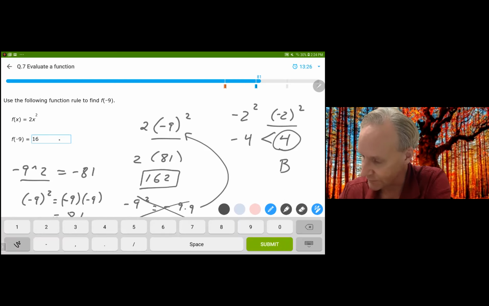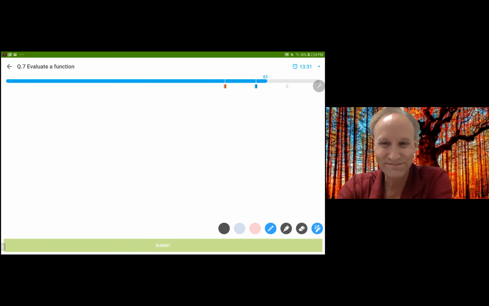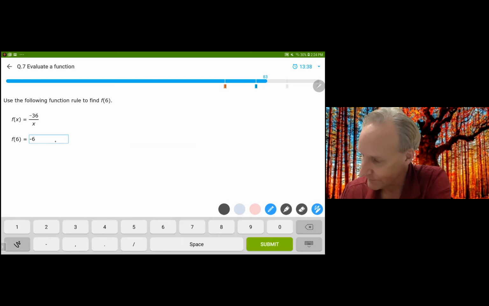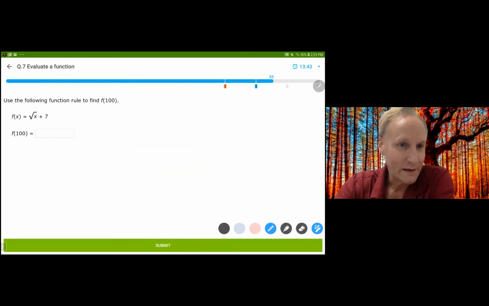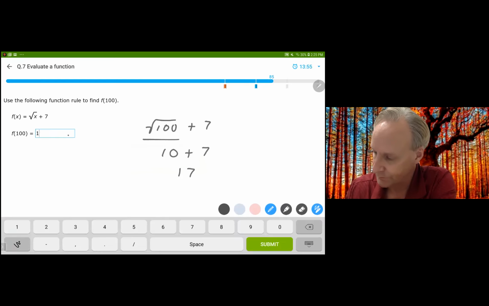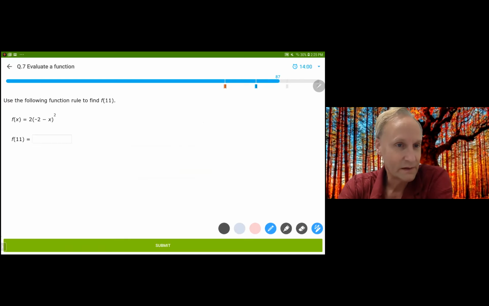1, 6, 2. All right, negative 36 divided by 6 is negative 6. I know you can do it in your head. I'll only write down the hard ones from this point on, okay? Oh, I better do this one. Square root of 100 is 10, and then I'm going to add 7. You have to do the square root first. So it's going to be 17. And yes, I can do them in my head, I promise.